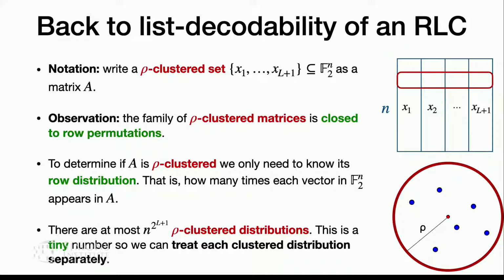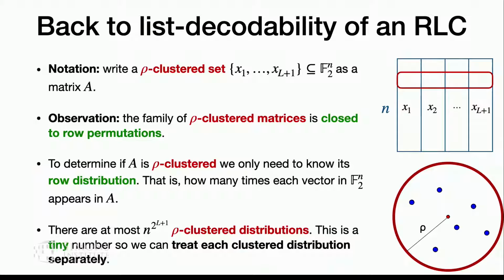Okay? So that means that when I think about the set of witnesses for non-list decodability, I have a set of bad witnesses. It's a family of matrices. I can partition this family according to distribution. Now, there's not that many distributions. And in order to show in general that there are no witnesses in the code, I just need to show that for each of these bad distributions, there's no matrices of that specific distribution in the code.